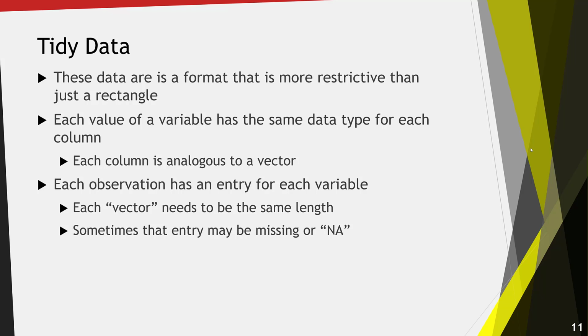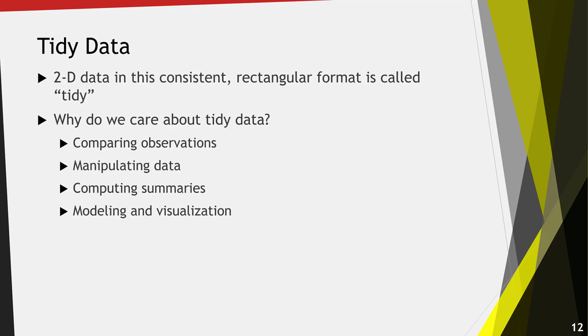Each value of a variable in tidy data has to be the exact same data type. So for every column, there's an associated data type, and every value in that column is of the same data type. So you can think of a column in a two-dimensional data set as being a vector. Likewise, there's a restriction on the rows. Each observation has to have an entry for each variable. So each vector of data needs to be the same length up and down. Sometimes an entry in a row might be missing, or NA. This is when we don't have information about a particular variable. We'll cover missing data in detail later. This two-dimensional data set in a consistent rectangular format, again, is called tidy.